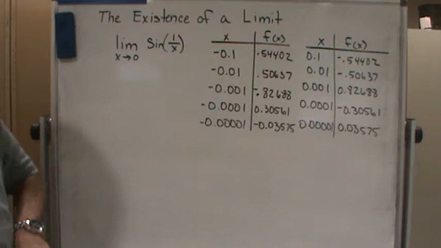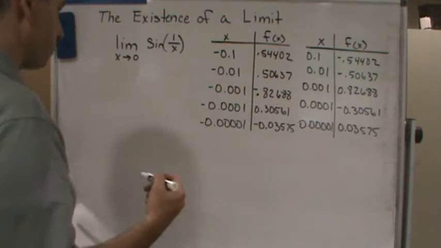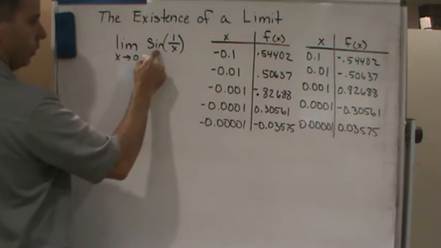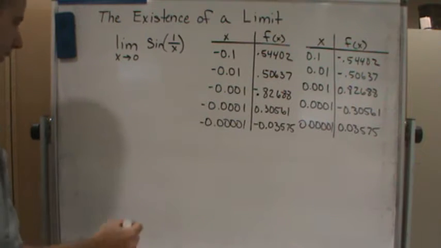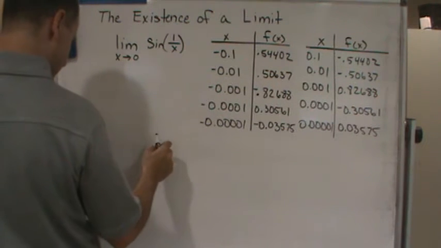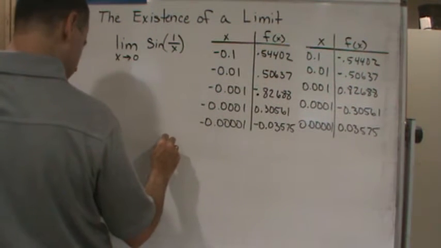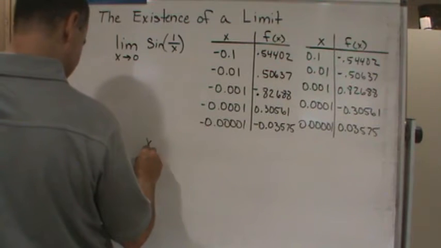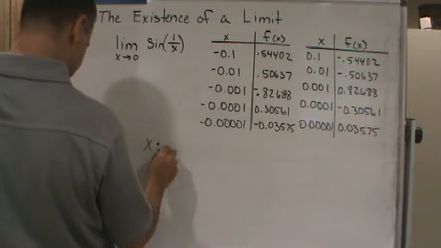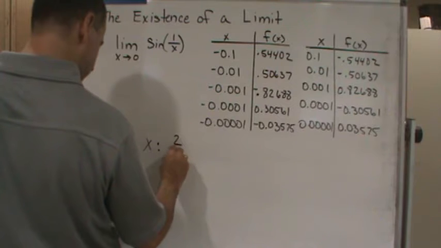Now, if we take a more systematic approach, and let's put in things that we know will give us a value of sine. For example, we could use this sequence of values. So we could use x that has these values.